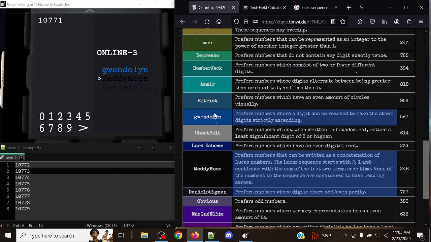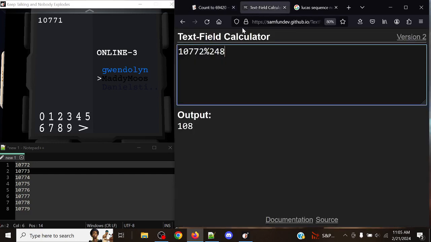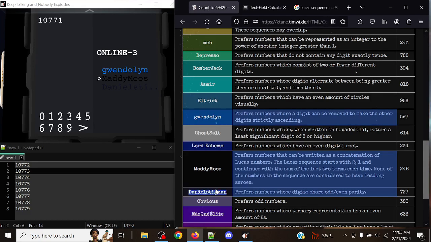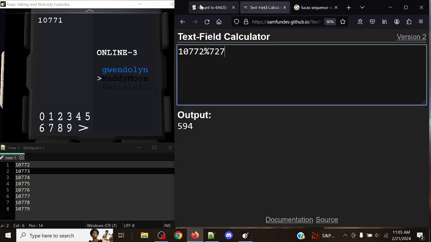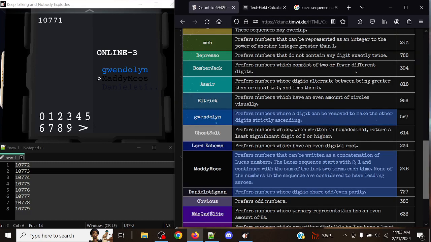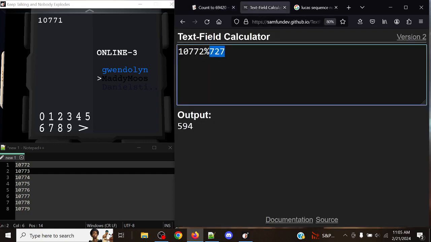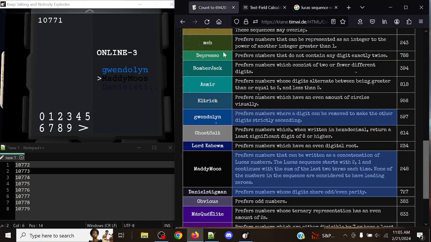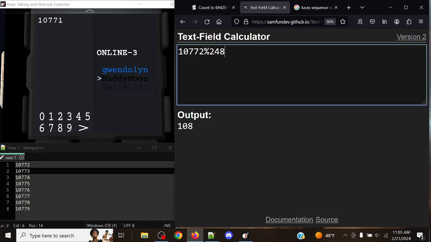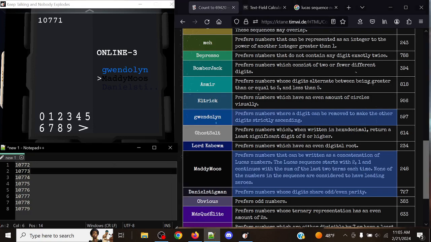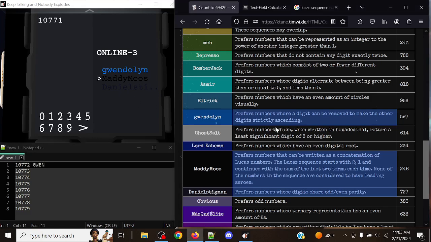So we actually determined that Gwendolyn was a pretty low one, but let's see what Dan gives us. So 727 is 594. Okay, so 594, and we did 248, which actually is forcing it to be lower. So we know that it's not Daniel Stigman. And for 597, we know that gives us a 26. And for 248, that gives us 108. So in this case, Gwendolyn will be typing this first number. But we're not looking for Gwen. We're looking for Maddie. So let's continue on.